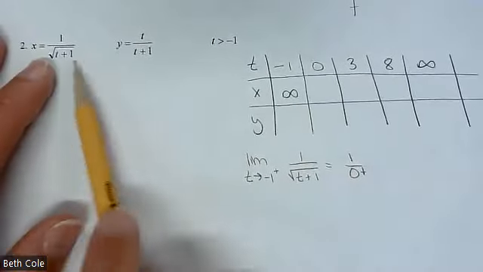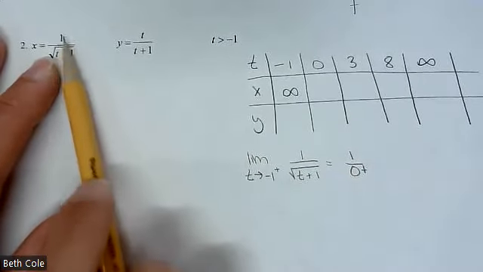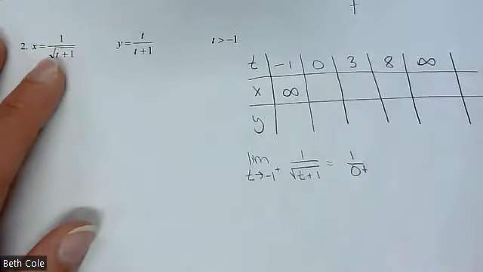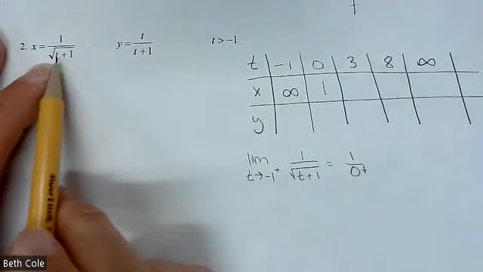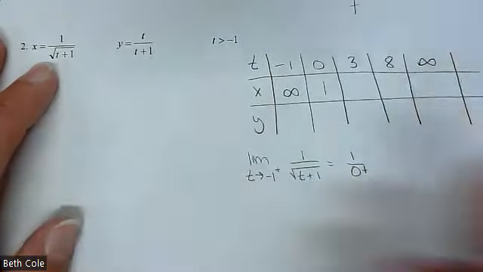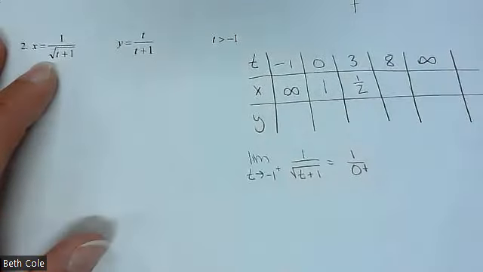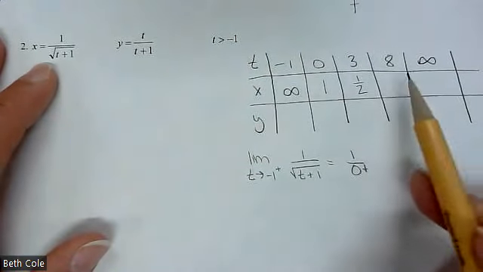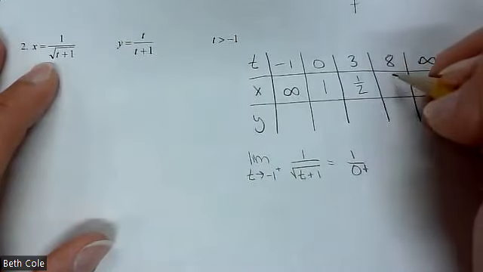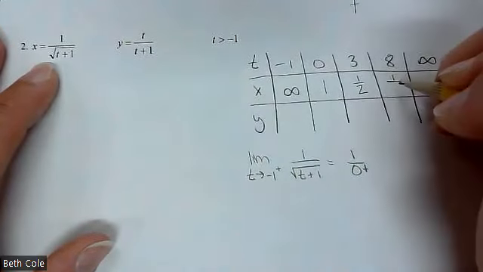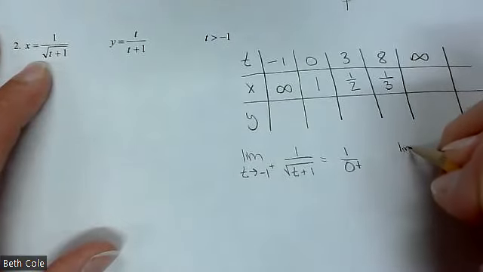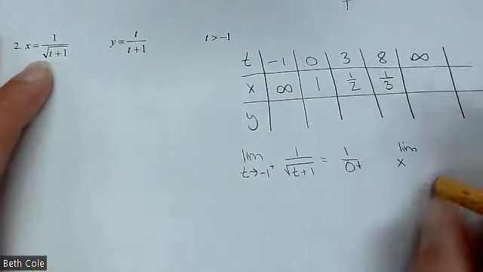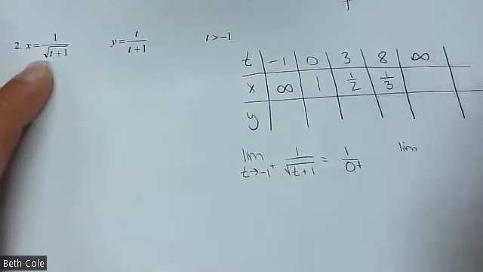Now let's plug in 0. If you plug in 0 to this, what do you get? 1. If you plug in 3, that would be a half, because the square root of 4 would be 2. If you plug in 8, it would be a third. And if you go to infinity, again, I'm going to write it as a limit. The limit as t goes to infinity of this.